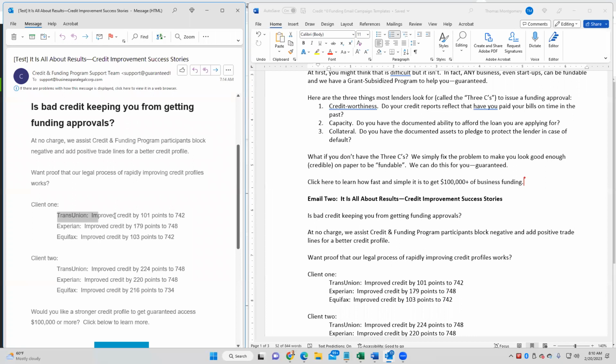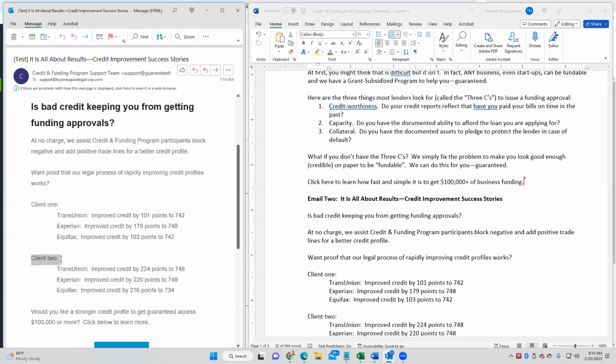So this client, their TransUnion went up by 101 points, their Experian 179, Equifax by 103. So this is, I guess you'd say, the last client, not meaning the last one we'll ever do, but the most recent one that we just got the report back on over the weekend.